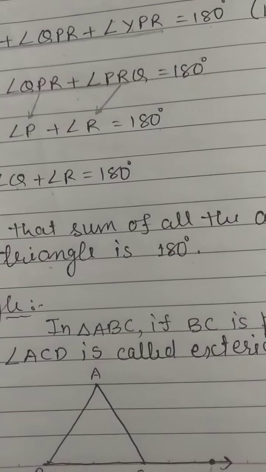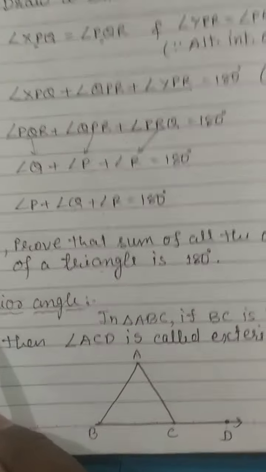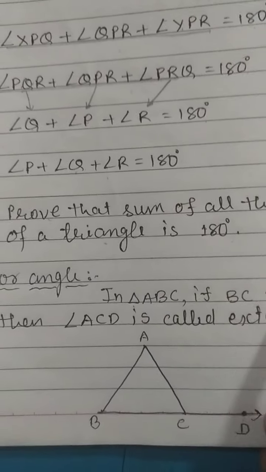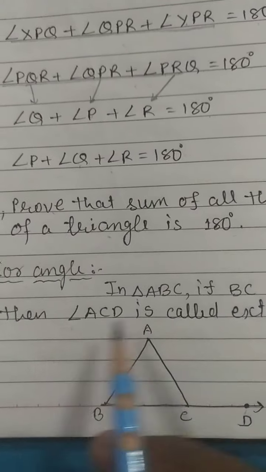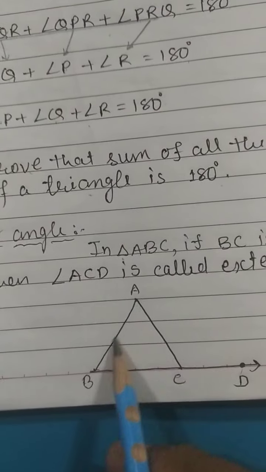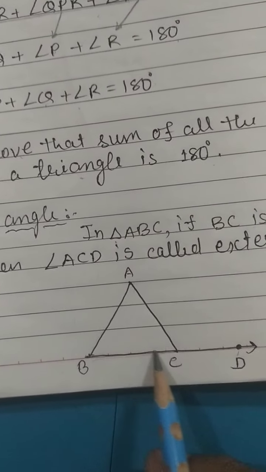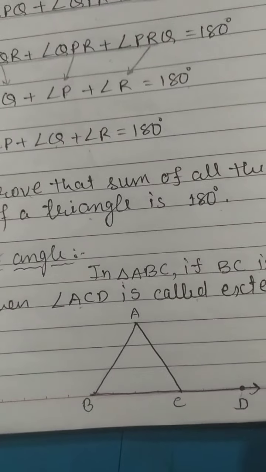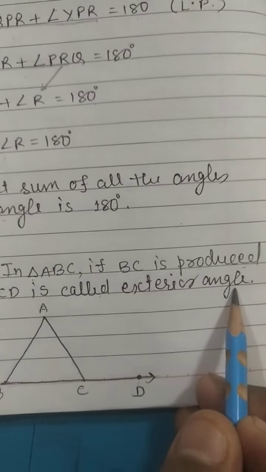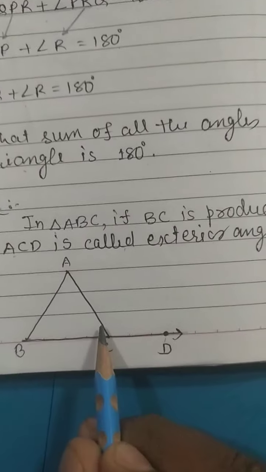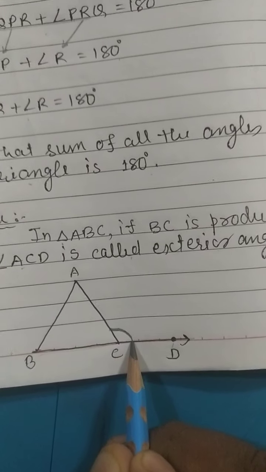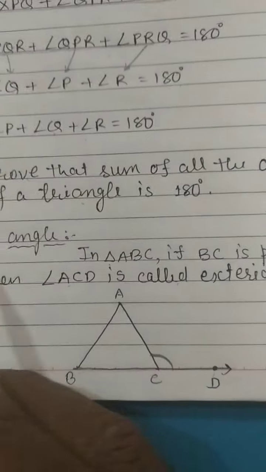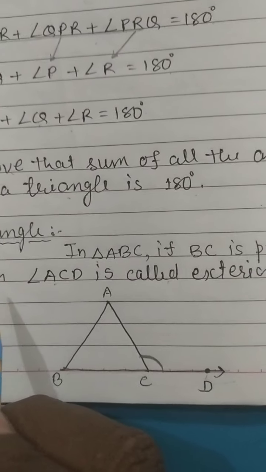Now, exterior angle, it is a definition. In triangle ABC, if BC is produced to D, you can check in triangle ABC that BC is produced to D, so angle ACD is called the exterior angle. So angle ACD, this angle, is called the exterior angle of a triangle.